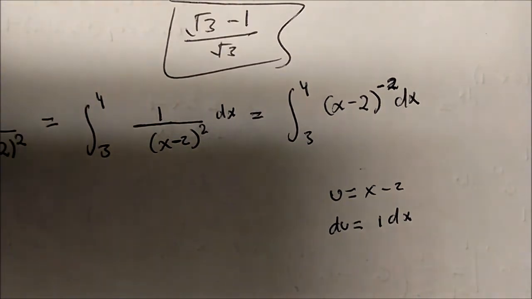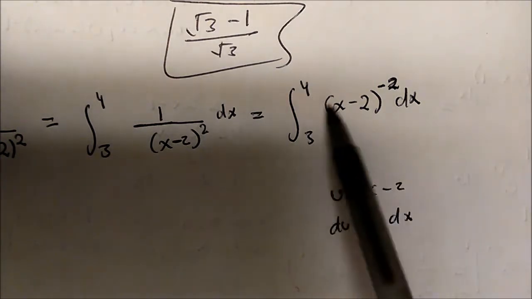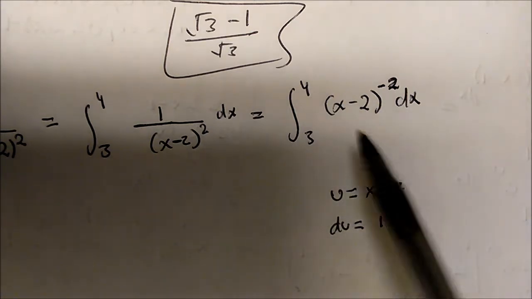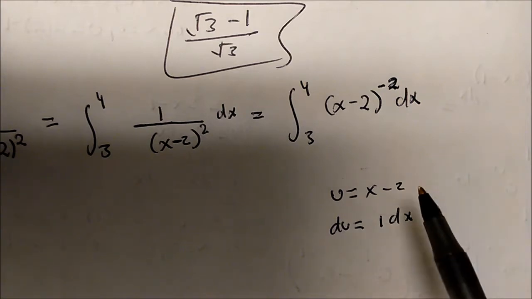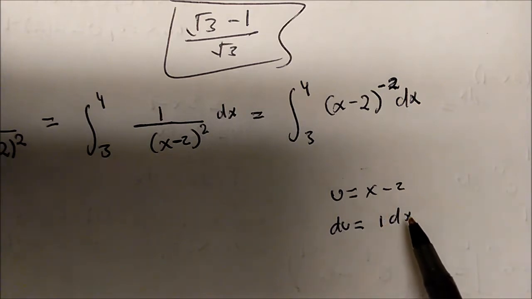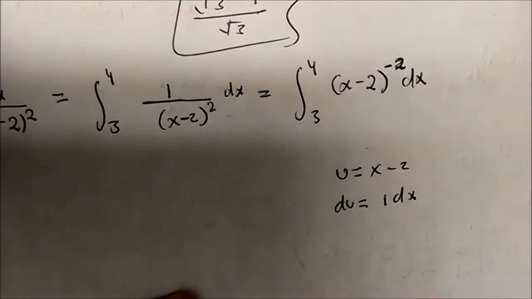Now, the reason why we choose our u is because we want to find something that when we take the derivative of u, we get something that's already there in the original integral. So notice when I take the derivative of x minus 2, I get 1 dx. We have 1 dx that is already there. That is the kicker you've got to get over when you're trying to choose what will be your u. So du is just 1 dx here.